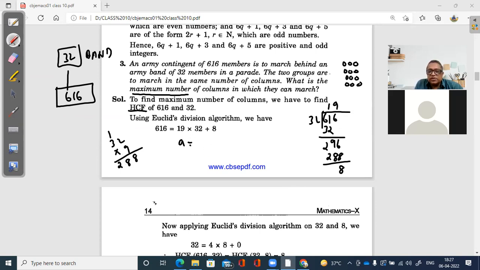We know that division lemma क्या है? A is equal to BQ plus R. So A is the bigger number, B is the smaller number. So A is 616, B is 32, quotient is 19, and remainder is 8. This is your first step. Then I told you that if the remainder is 0, stop. If the remainder is not 0, the previous divisor will become the dividend.